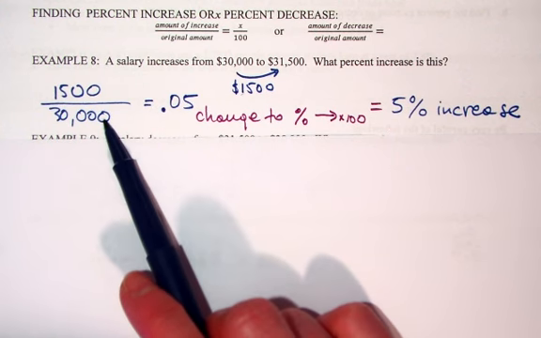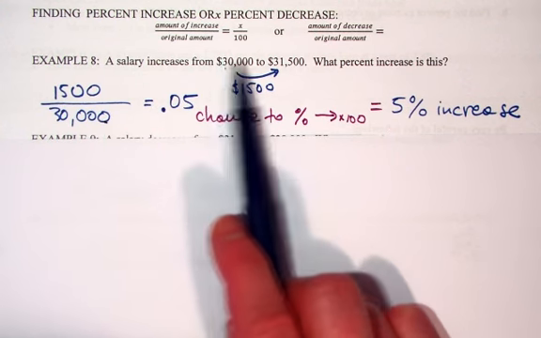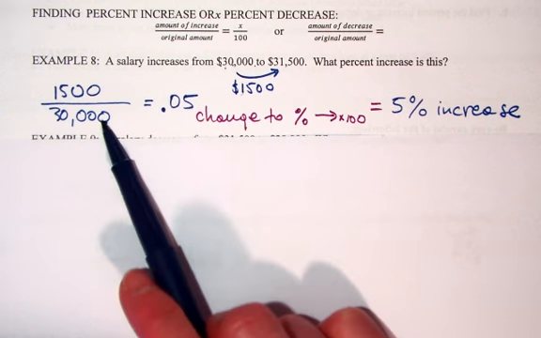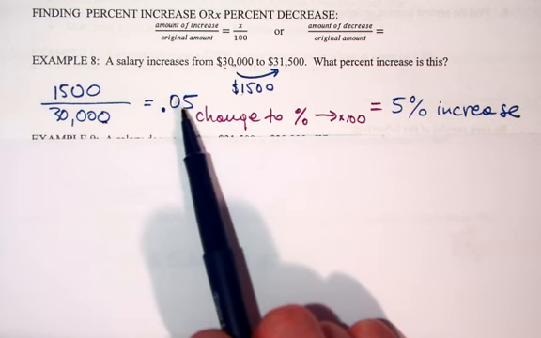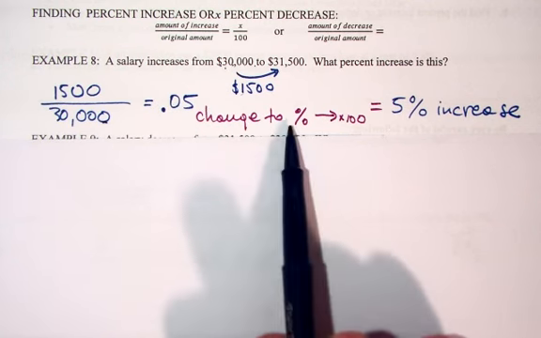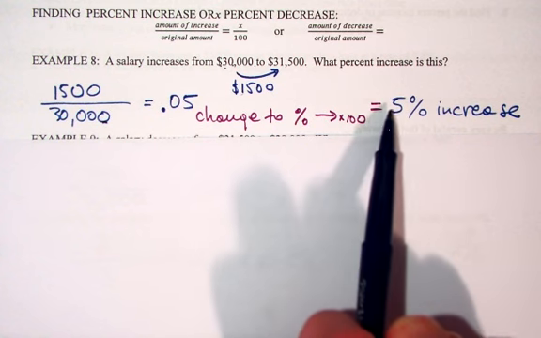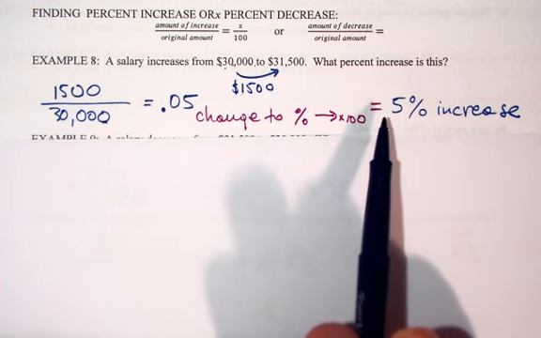This is 0.05 when you actually divide it. We change it to a percent. So that means multiplied by 100, and this would be a 5% increase. So someone could say, I had a 5% increase in my salary. The next example talks about the decrease.